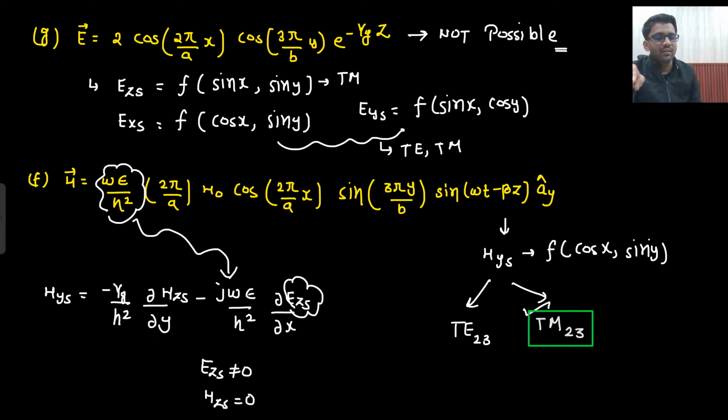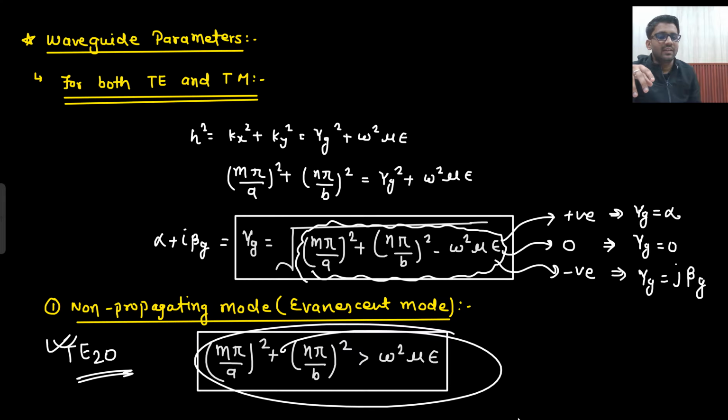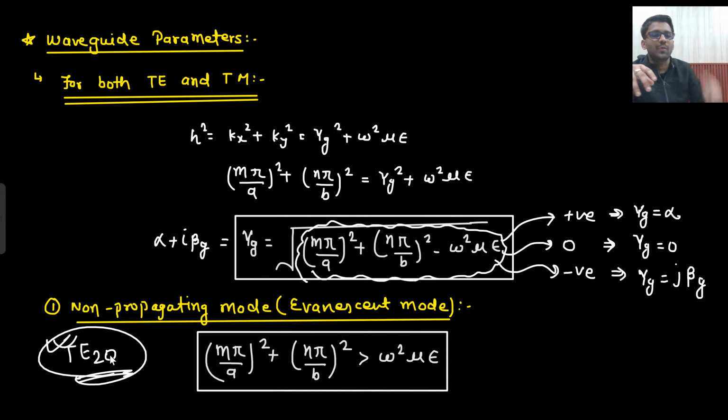But here, even if there is some existing mode, let's just say TE20 is there. So this is an existing mode. Now I will put the value 2 here and 0 here, and I will find the value of omega square mu epsilon. All these values I will put, and if this condition is satisfied, then even TE20 will not propagate. Although this is a possible mode, still it will not propagate if it follows this condition. Are you getting this point or not?